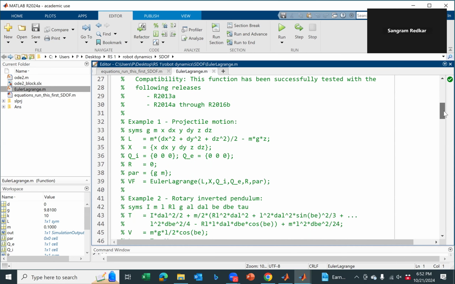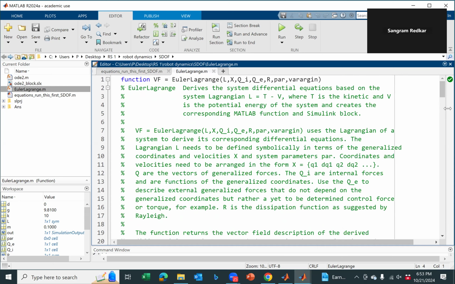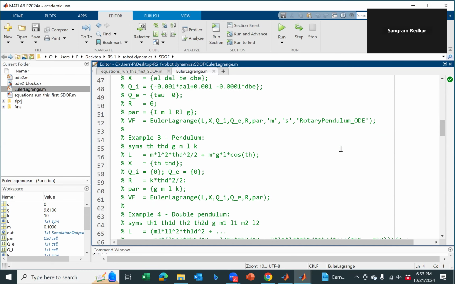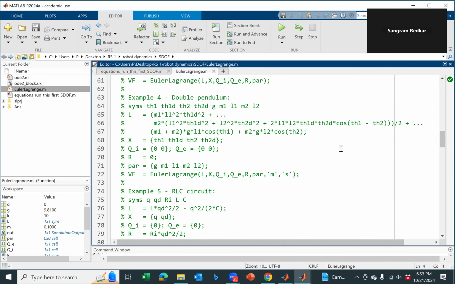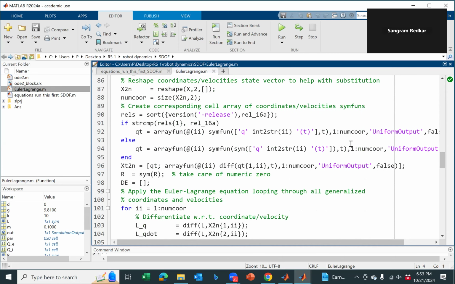Now, here are some examples and I would encourage you to try these examples. The first example is the projectile motion. You are throwing a rock with some horizontal velocity, some vertical velocity, or you are throwing the rock at some velocity and at an angle. It is an inverted pendulum. Then there is another example, which is a simple pendulum. There is an example of a double pendulum. There is an example of an RLC circuit, and so on and so forth.